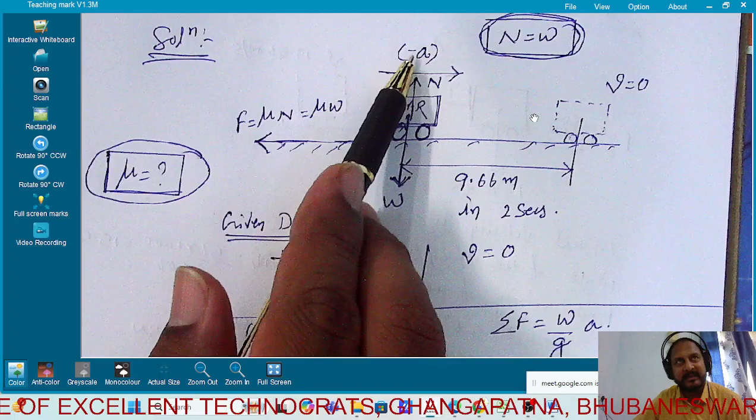So at square minus half at square is how much? Half at square, or not? Yes or no? At square minus half at square is half at square. Yes, sir. So from here let us find out what is a. So a is equal to 9.66 into 2 by t square.